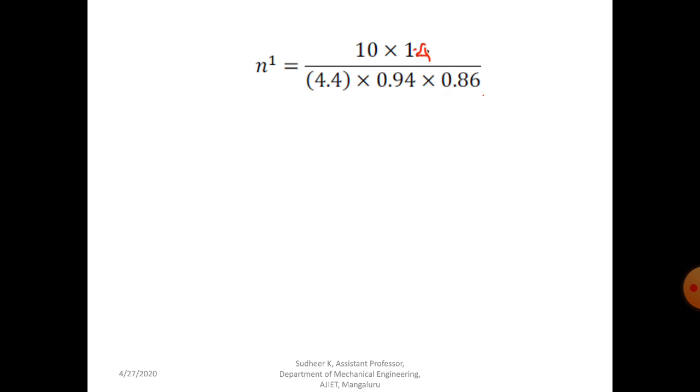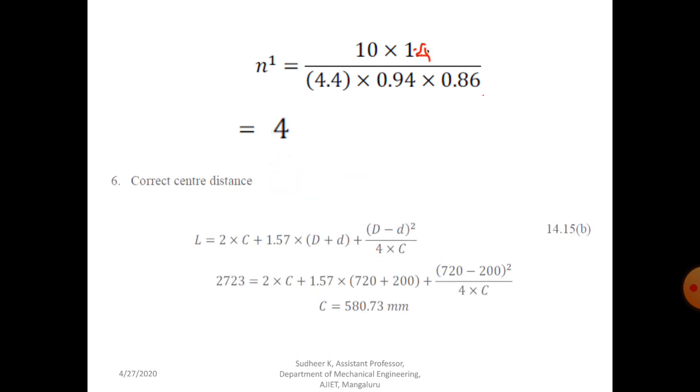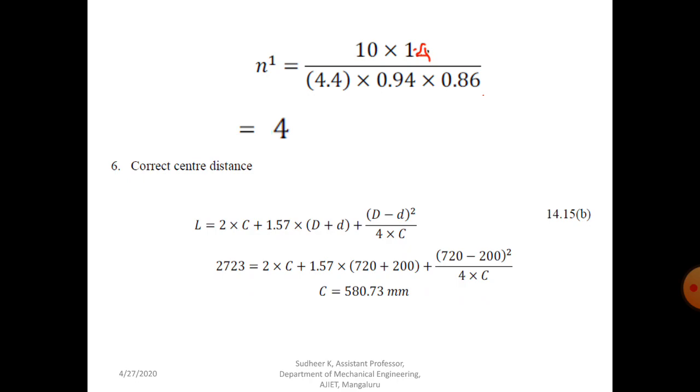After substituting this you will get a value of around 3.8 something. You have to always consider a whole number, so that's why the number of belts required is 4. 4 belts are required to transmit the power from one shaft to another shaft. Now how to find out the correct center distance? The correct center distance can be calculated based on the standard pitch length. So the standard pitch length is 2723.